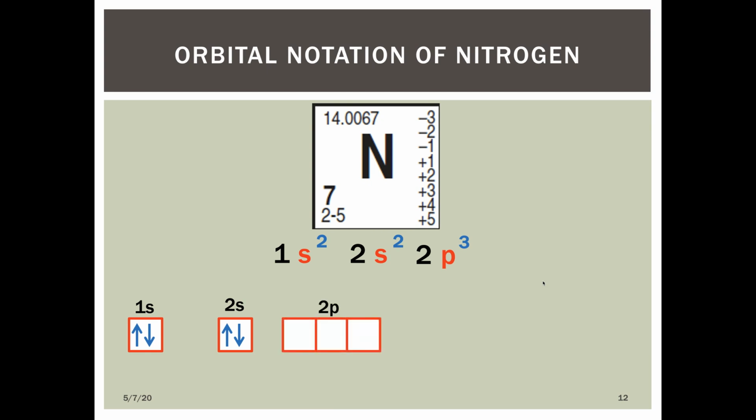P is 3 boxes. Whether you fill them or not, a 3-bedroom house is still a 3-bedroom house, even if only one person lives in the house. Well, there happen to be 3 electrons here, so up, up, up. If there was a 4th electron, it would go down in the first box.